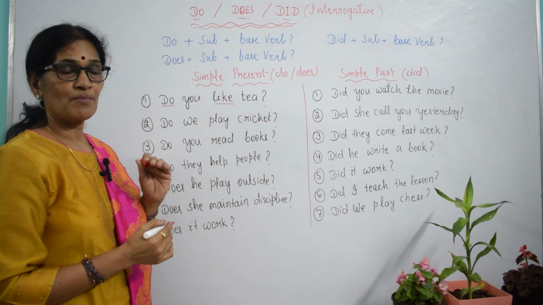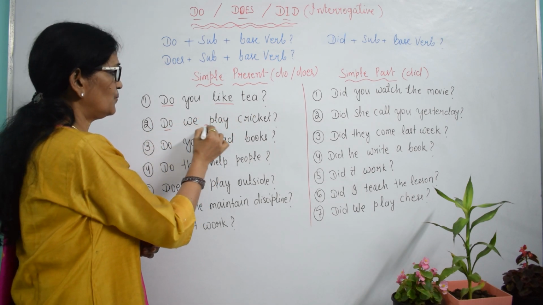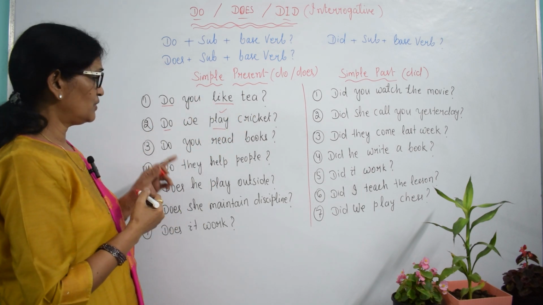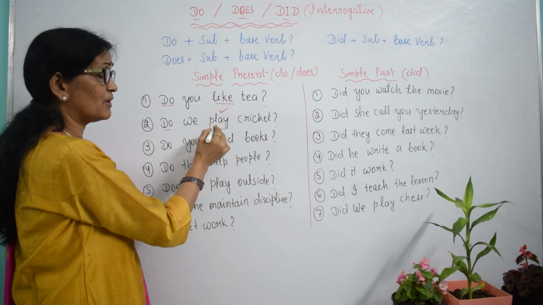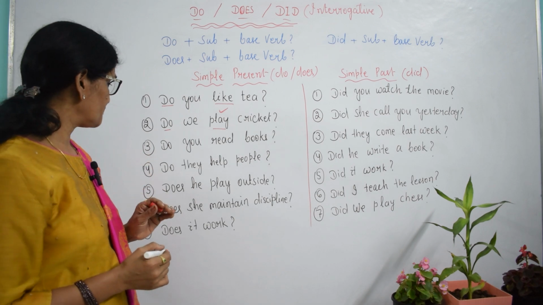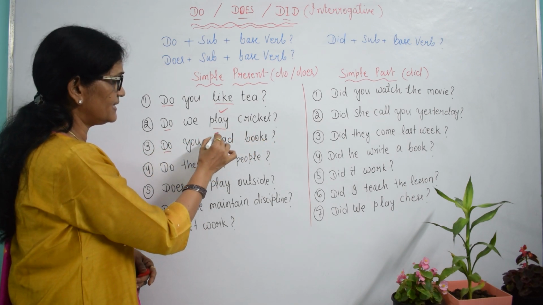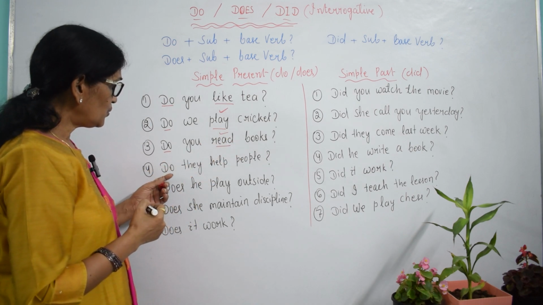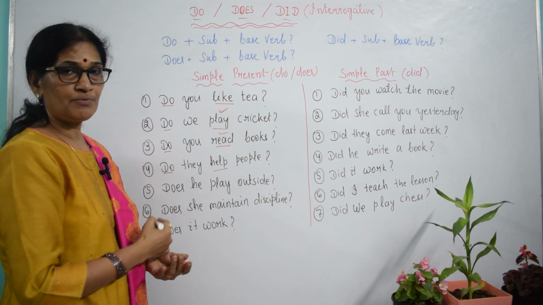Like, base form of a verb. Do we play cricket? Do, we, base form of a verb. Do is used in the beginning and the main verb is in the base form of a verb. Do you read books? Do, read. Read is base form of a verb. Do they help people? Do, help, base form of a verb.